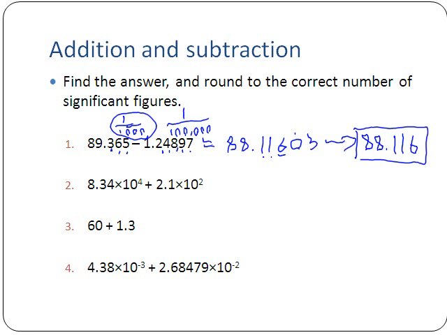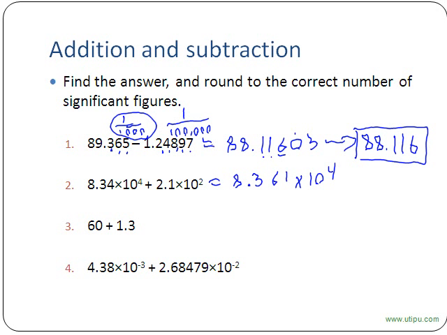Okay. Our next one, let's go ahead and once again break out our calculators. 8.34 times 10 to the fourth. So we say 8.34 times 10 to the fourth, and then we're going to add that to 2.1 times 10 to the second. And doing that, we end up with a result of 8.361 times 10 to the fourth power.